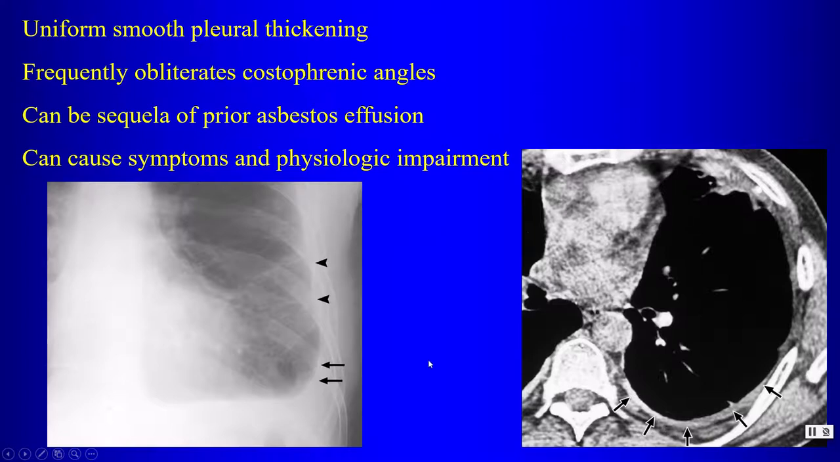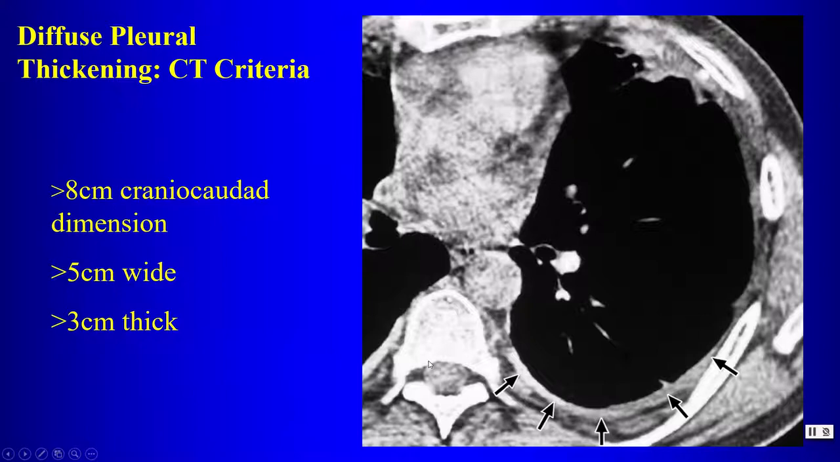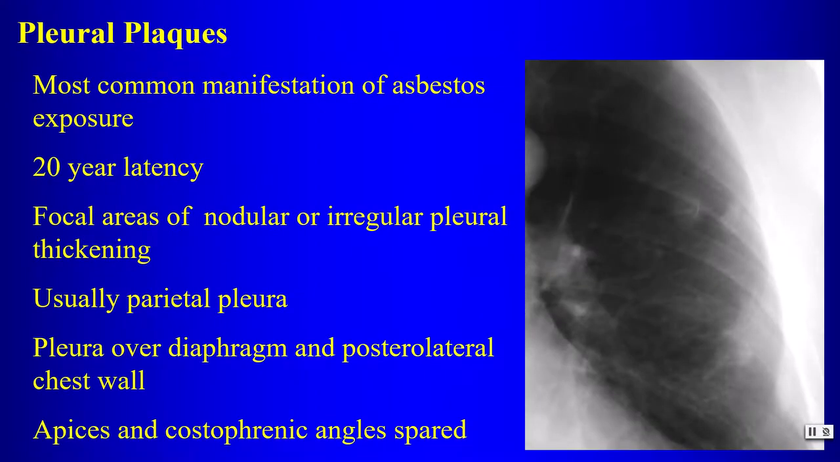So we have some smooth pleural thickening as a sequela of asbestos exposure. There's a definition of diffuse pleural thickening, CT criteria: greater than 8 centimeters in craniocaudal extent, greater than 5 centimeters wide, greater than 3 centimeters thick. So this can cause physiological impairment if we develop diffuse pleural thickening from asbestos exposure.